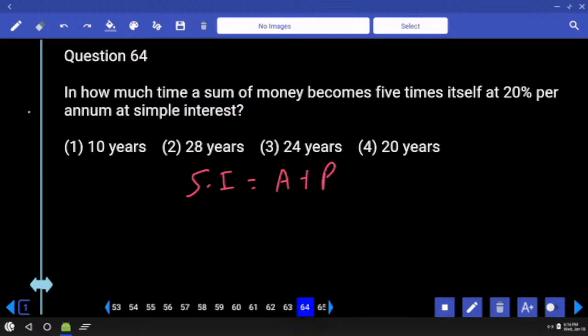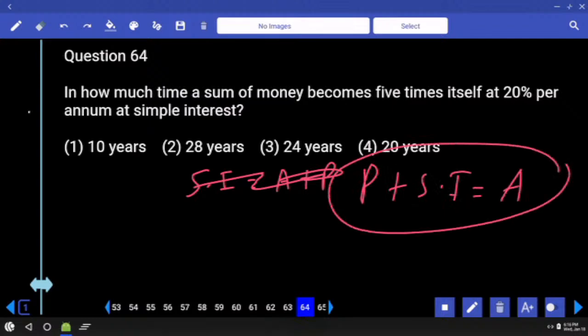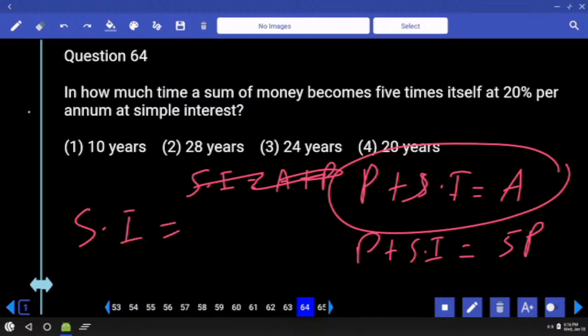Sorry. I think wrong class. Wait. Principal plus simple interest is equal to what? Amount. Right? Principal plus interest is equal to amount. He's saying the amount becomes 5 times of principal. Yes or no? What is the principal initially? That means simple interest is what? 4 times of principal. Yes or no?